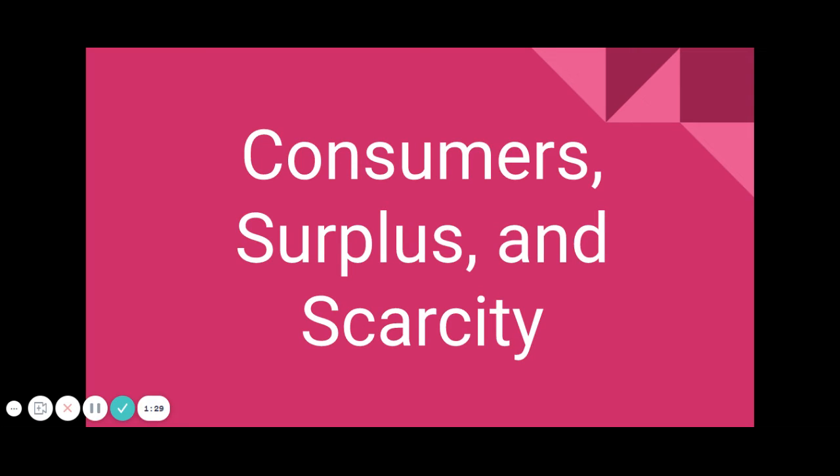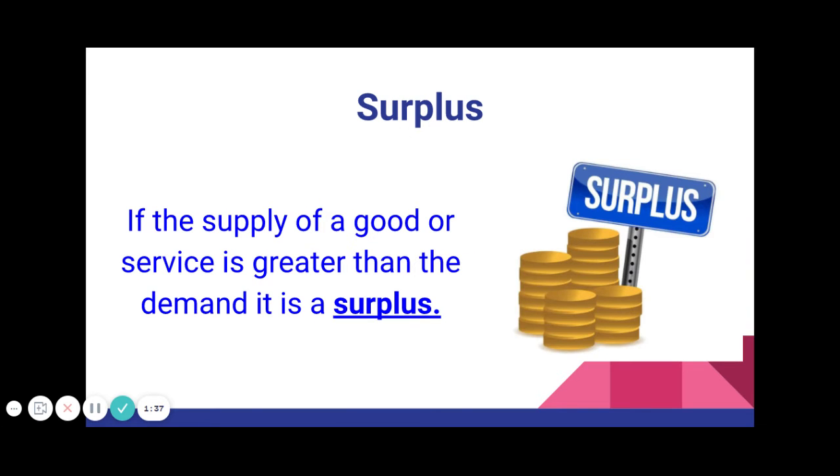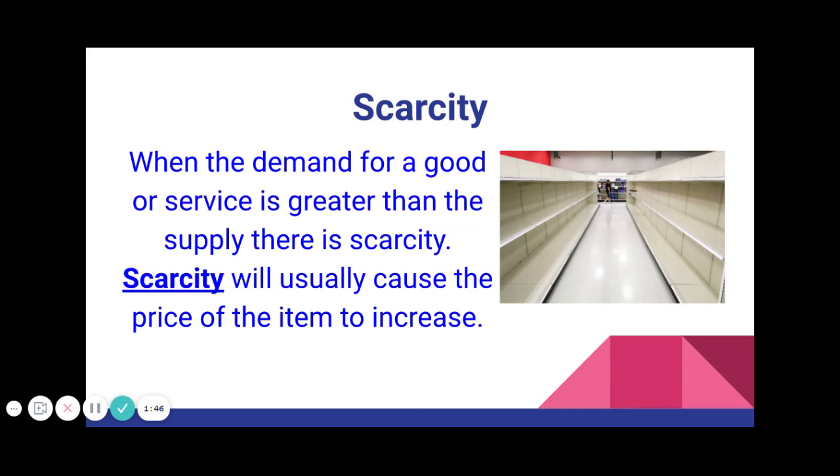So let's talk vocabulary. We have consumers, surplus, and scarcity. Consumers are anyone who buys and uses goods and services, okay, that is a consumer. A surplus is when the supply of a good or service is greater than the demand, okay, that is the surplus. Scarcity is when there isn't a lot of something, okay? When the demand for a good or service is greater than the supply, there is scarcity, okay? The more demand, the more people want it, the scarcer it is.